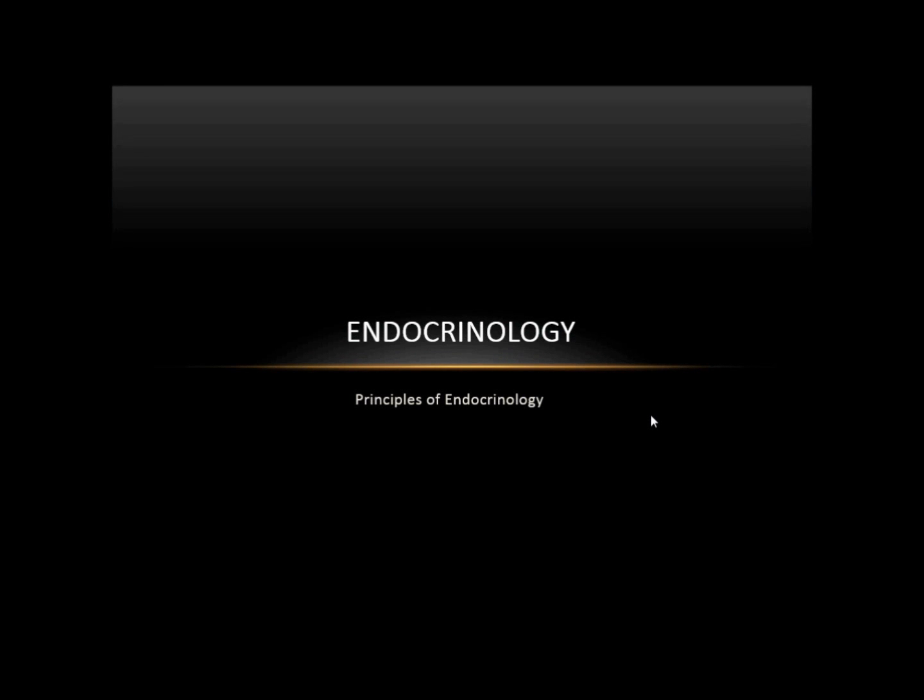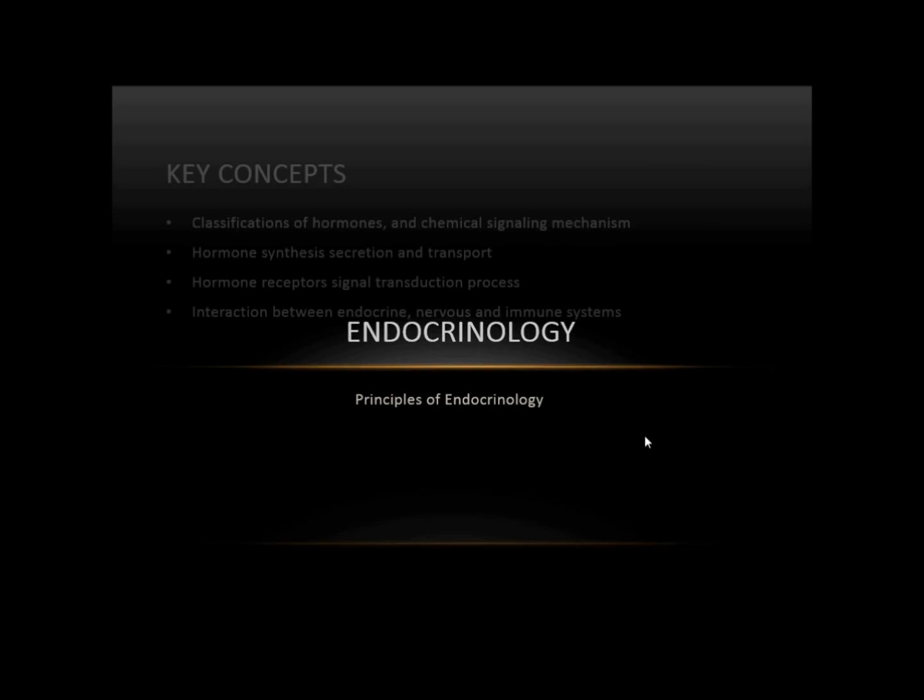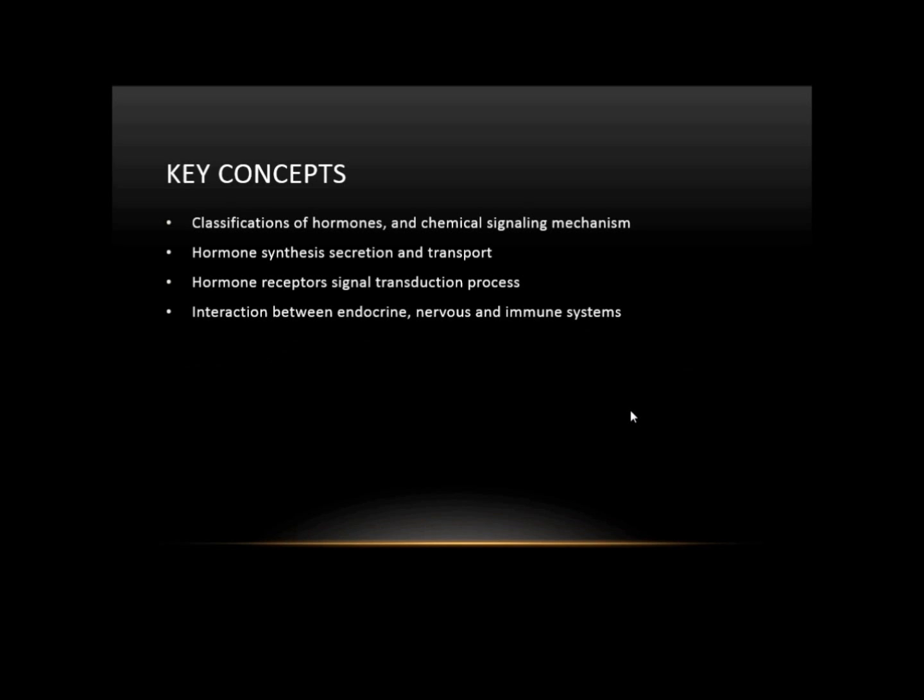Welcome to the introduction of endocrinology. We will emphasize four main concepts. First is the classification of hormones and their chemical signaling mechanism. Furthermore, we're going to see their synthesis and secretion and how they are transported. Then the hormone receptors' signal transduction process and the interaction between endocrine, nervous, and immune systems.